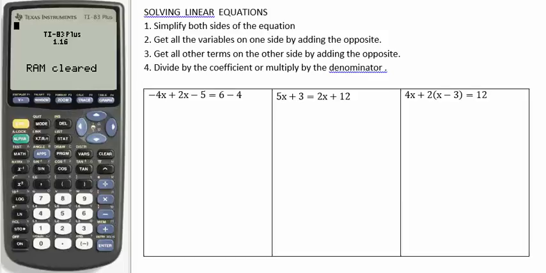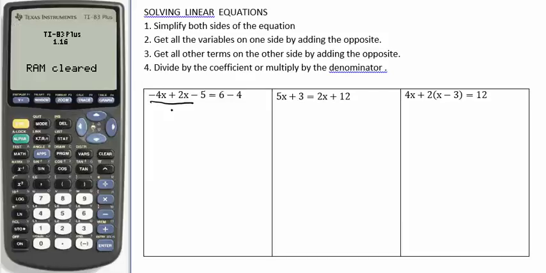All right, for solving linear equations, as long as they don't have fractions in them, we follow these steps. First, we simplify both sides of the equation. So this side, we need to figure out what can be done. In this case, there's no multiply or divide. So we're going to add and subtract. So we're going to add the x's.